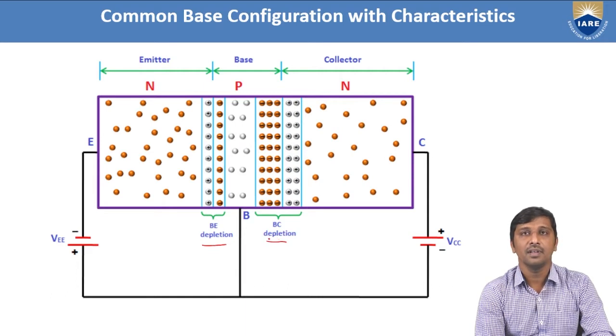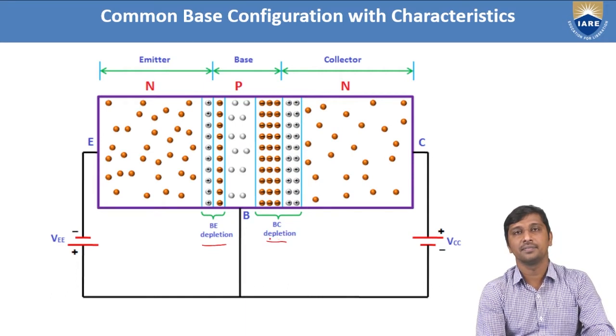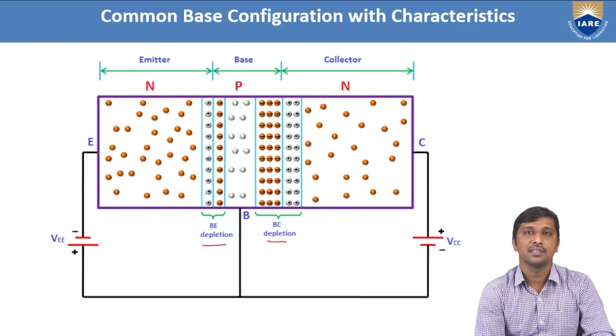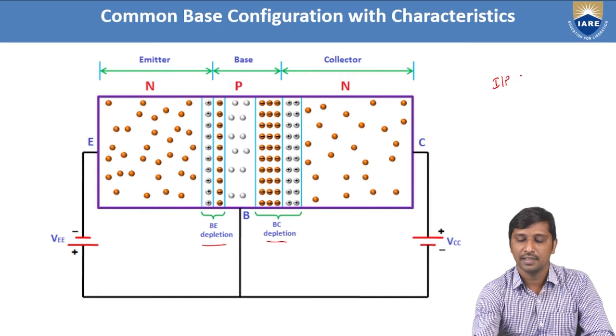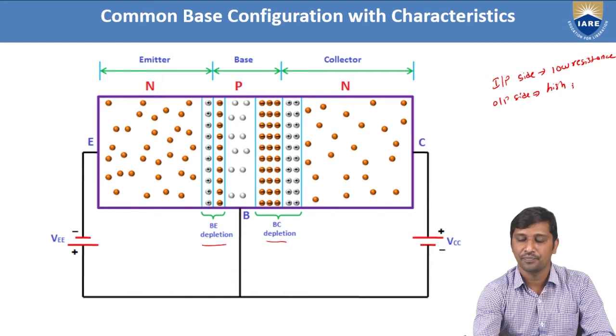If you recall, what is the meaning of transistor? Transistor means a signal is transferred from a low resistance input circuit to a high resistance output circuit. That is the reason we need to offer a low resistance device on the input side, and on the output side we need to offer high resistance.